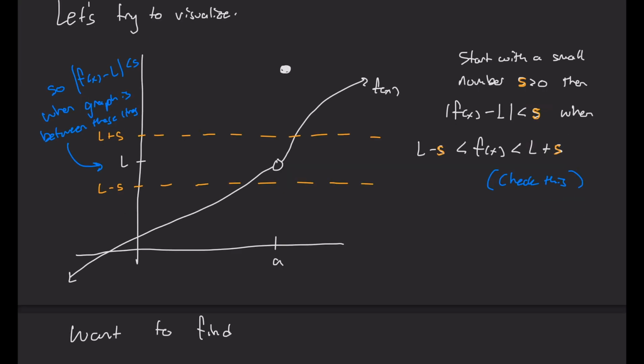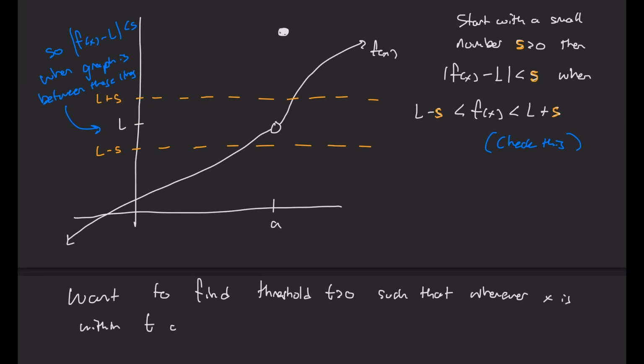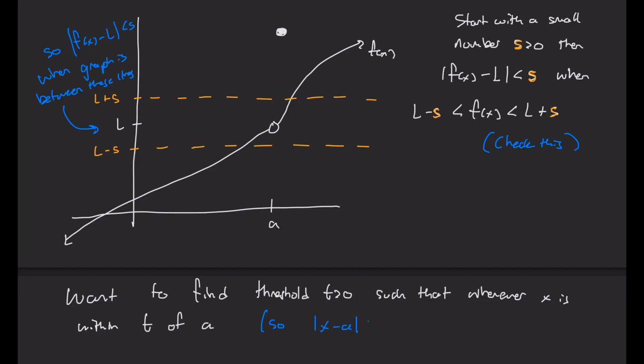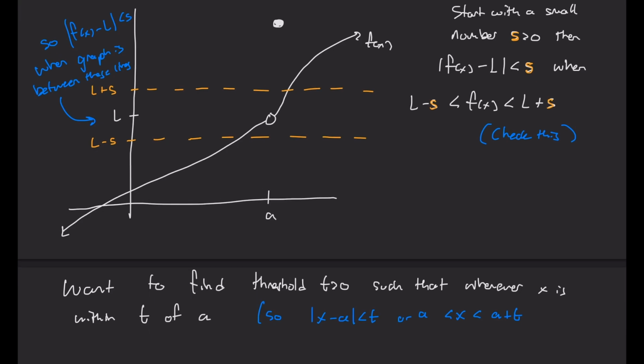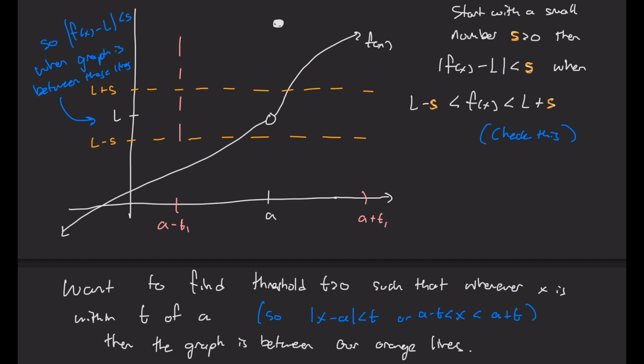Now our goal then is to find a threshold t such that whenever x is within t of a, so in other words, the absolute value of x minus a is less than t, or x is between a minus t and a plus t, then the graph is between our orange lines. Okay, so if we pick a t that's too large, let's just put it way out here, these pink lines. So notice that this interval is a minus t to a plus t. So x being in here means that the absolute value of x minus a, or the distance between x and a, is less than t.